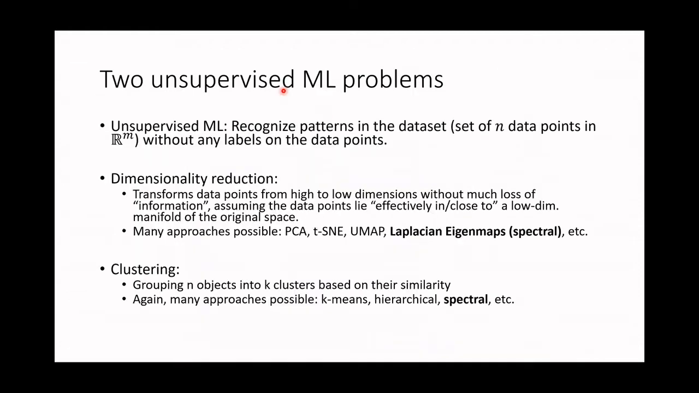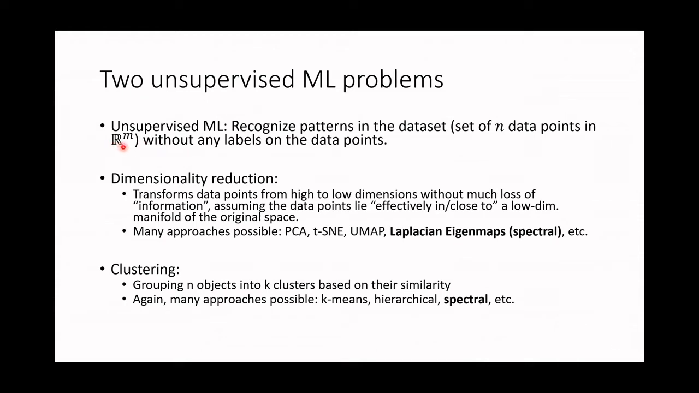The reason is that there are two unsupervised ML problems that are typically applied for single cell data analysis. One is dimensionality reduction, another is clustering. First of all, just to briefly remind you, unsupervised machine learning is recognizing patterns in a data set. By a data set, I mean a set of n data points. We have n cells here, right? Each of them is in R to the m. It's an m-dimensional vector, right? So the values of the m genes within each of those cells.